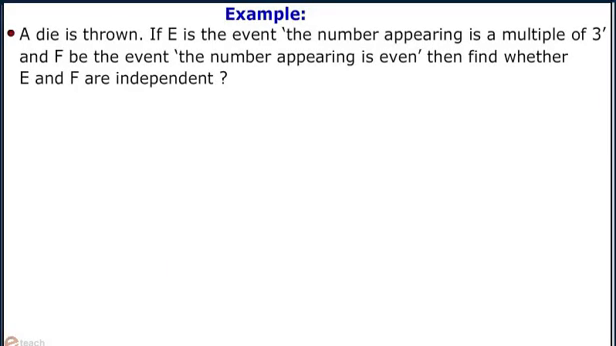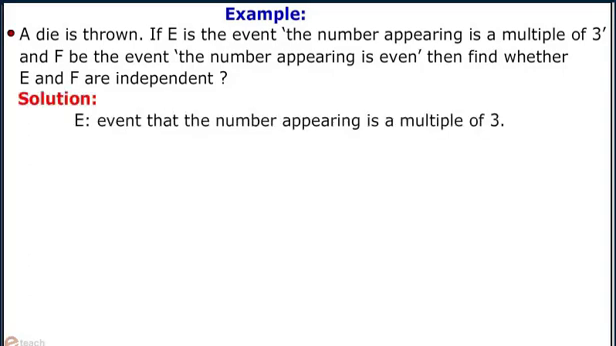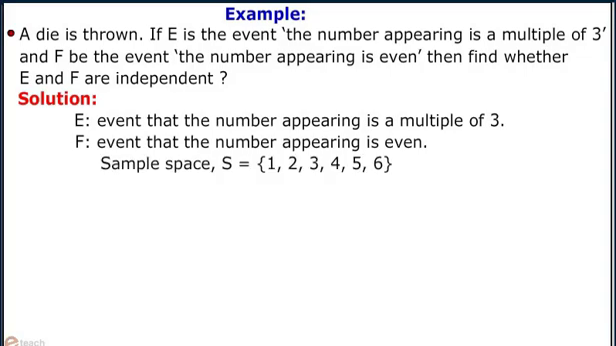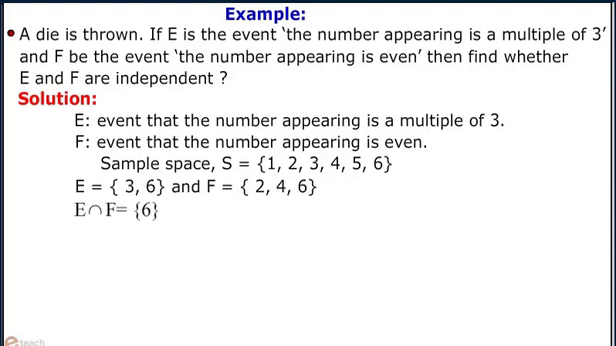Example: a die is thrown. If E is the event that the number appearing is a multiple of 3 and F is the event that the number appearing is even, then find whether E and F are independent. Solution: the sample space is 1, 2, 3, 4, 5 and 6. E contains the elements 3, 6 and F contains 2, 4 and 6. So E intersection F contains only 6.